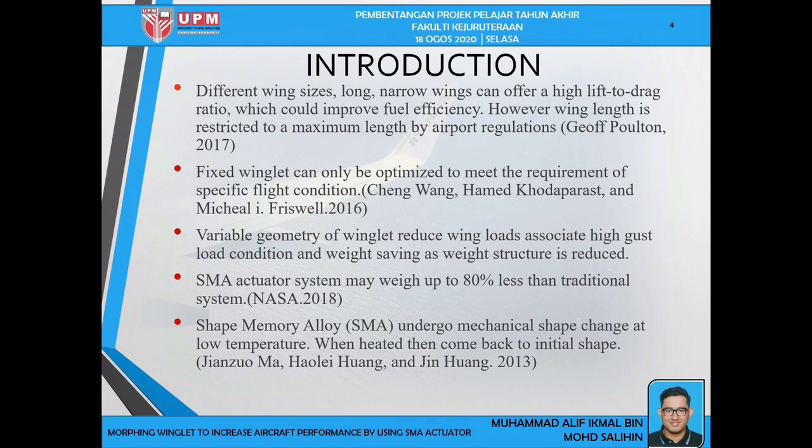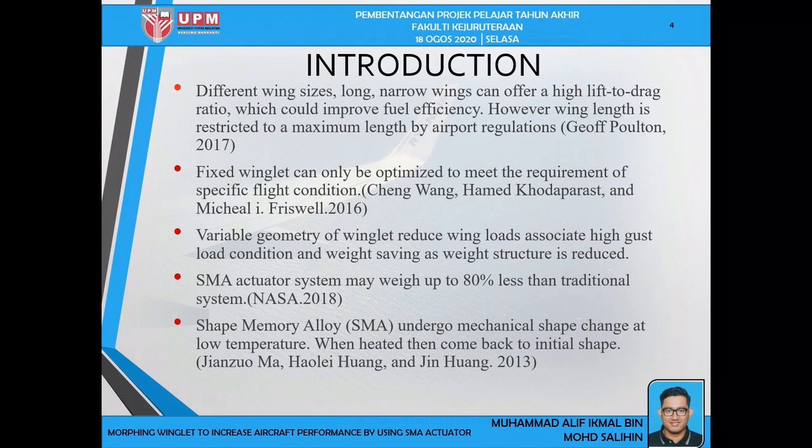And current fixed winglet can only be optimized to meet the requirement of a specific flight condition. If we have a variable geometry winglet, it can reduce wing load associated with high gust load conditions, and weight saving as the structure weight is reduced. The SMA actuator system may weigh up to 80% less than traditional systems such as hydraulic and pneumatic systems.